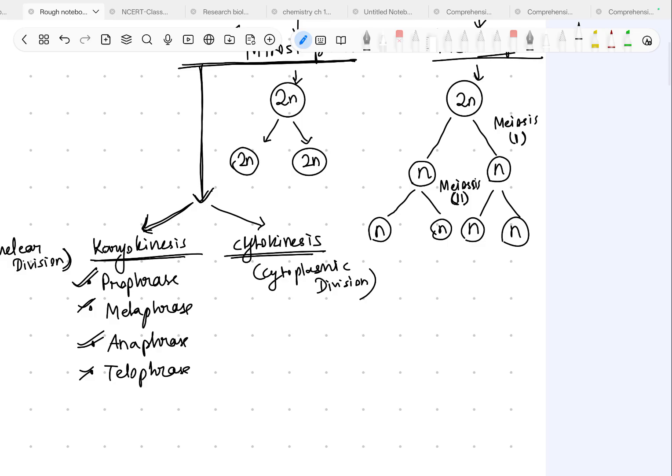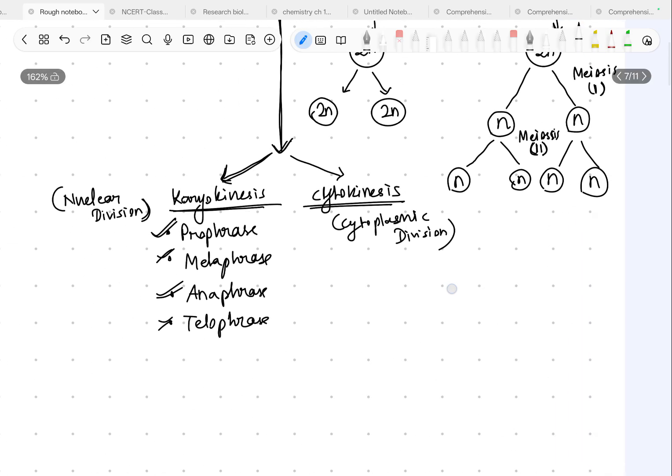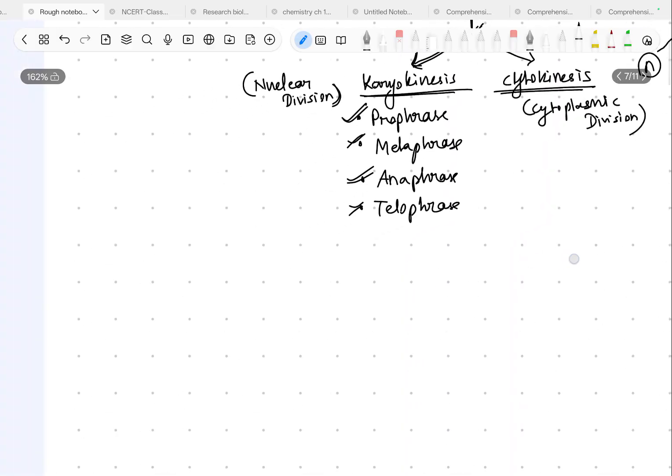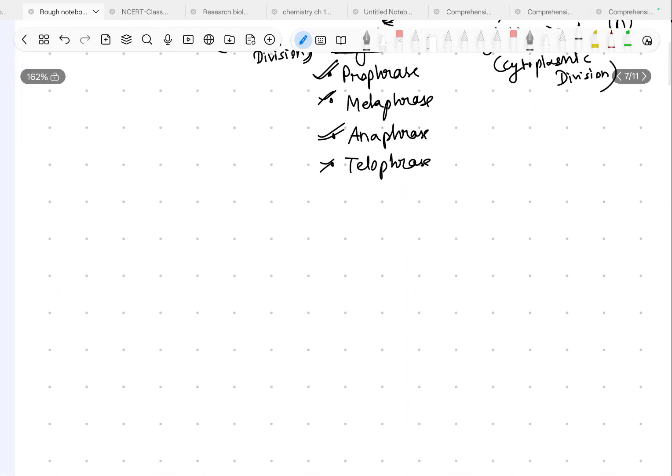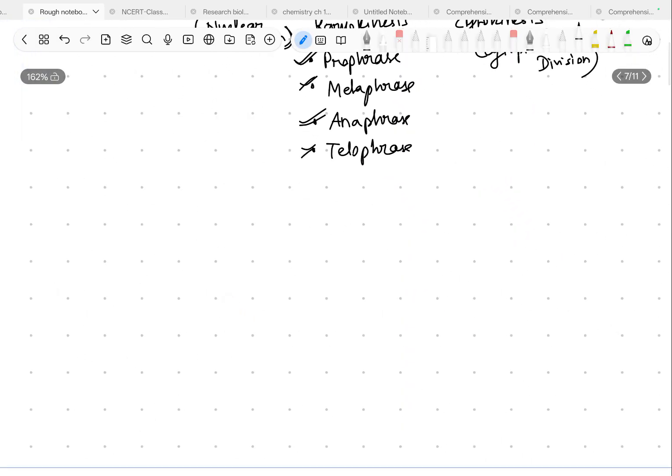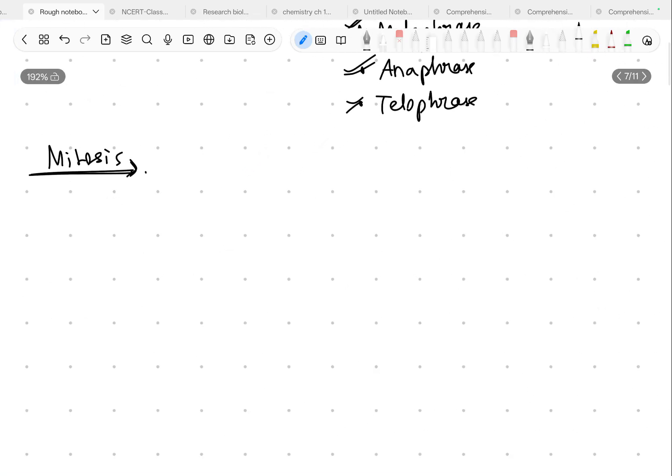Today I will tell about it in more detail by drawing diagrams. So let's move further. In the mitosis, we are starting the mitosis part. What occurs in the mitosis? Here we are not talking about only the mitosis phase, I am talking about the whole mitosis process.